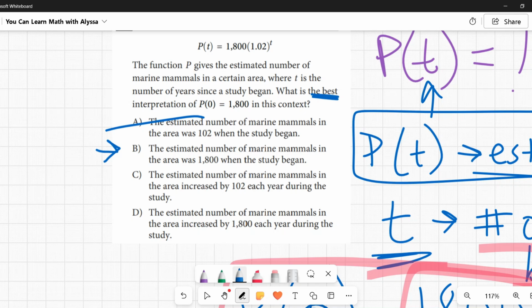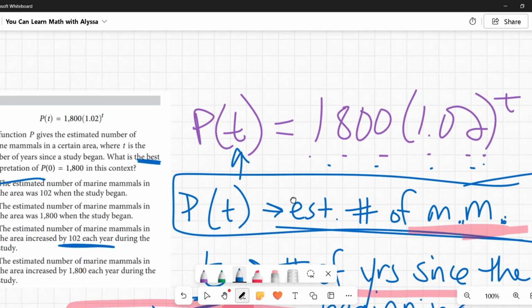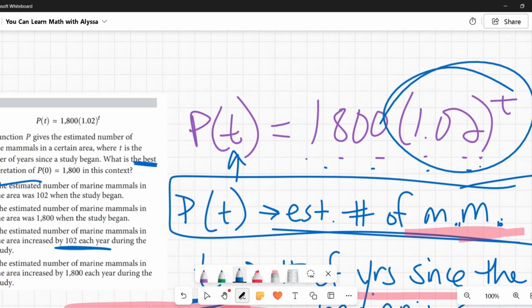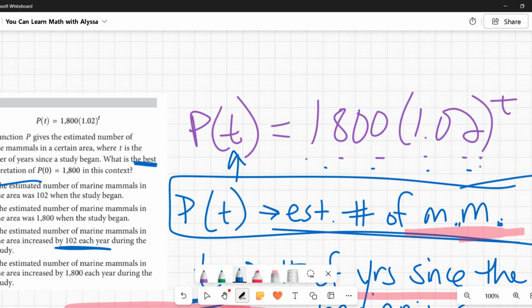C: the estimated number of marine mammals in the year increased by 102 each year during the study. Now, I'm not going to do the math here, because it's not necessary to this question. But saying increased by 102 each year, this is an exponential function. It's not going to be increasing by 102, a flat rate each year. That would be a linear equation. It's increasing by like a set step up each time. This is an exponential function.